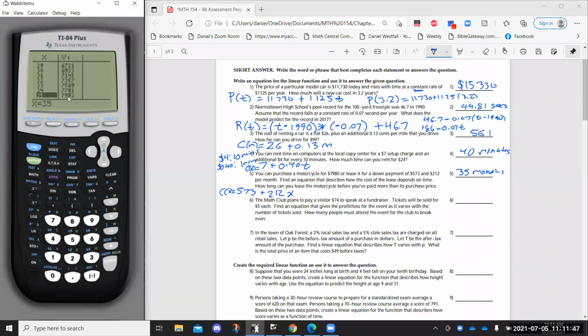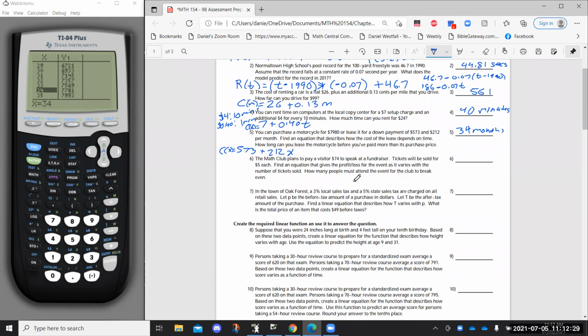Oh, they're asking in a weird way. They're saying you don't want to pay more. So go back. They're saying you want the month before. I misread the question. Got it. There we go. So you're saying you can go up to 34 months without paying more in the lease than buying outright. All right, that's right.